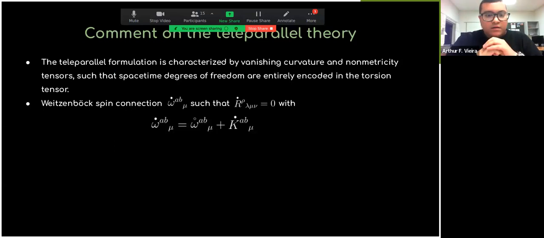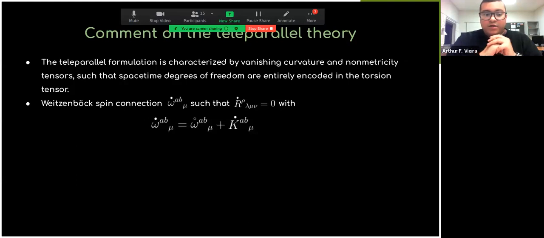I would like to add a comment on the teleparallel theory, because one may argue that you're studying chiral symmetry breaking in spacetimes with curvature and torsion, but there is a nice formulation which already includes torsion, and actually the spacetime is characterized only by torsion, which is the teleparallel formulation of gravity, or the Weitzenböck teleparallel gravity. So in this formulation, you only consider torsion, so the curvature and non-metricity are both vanishing.